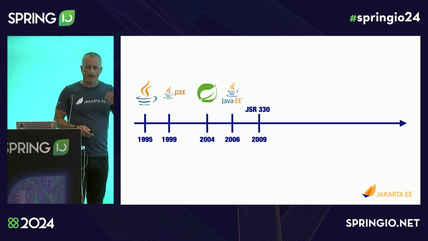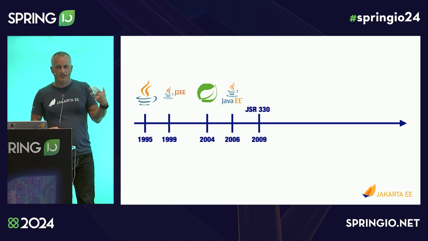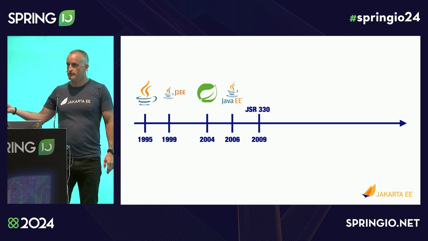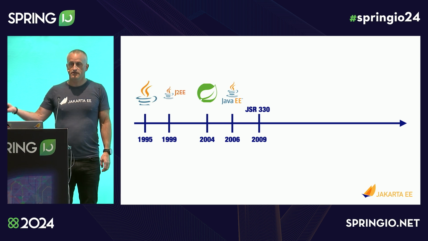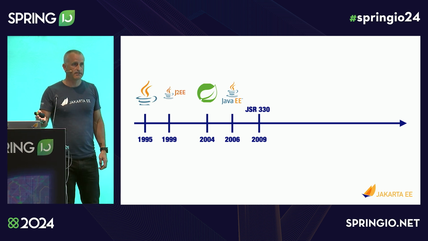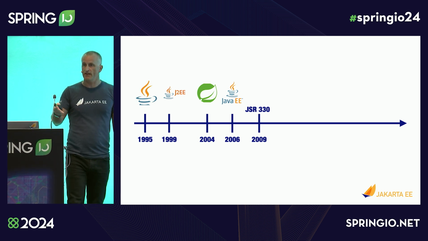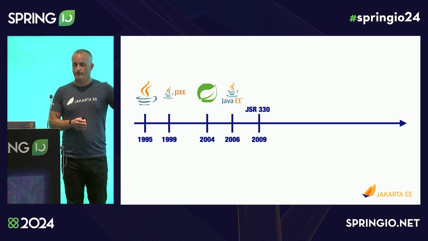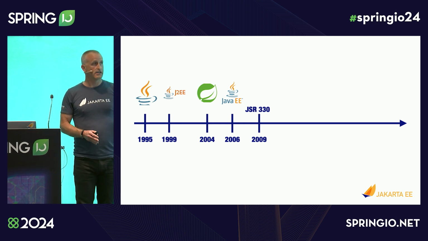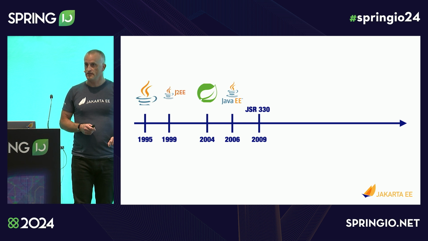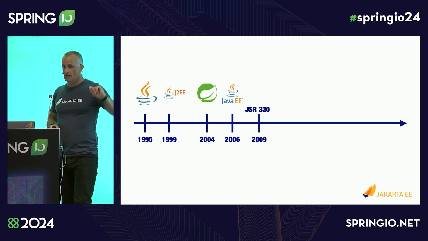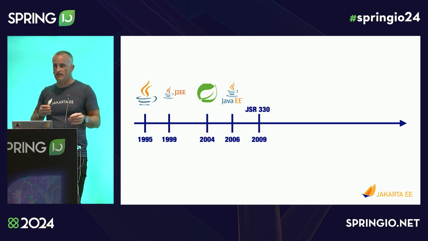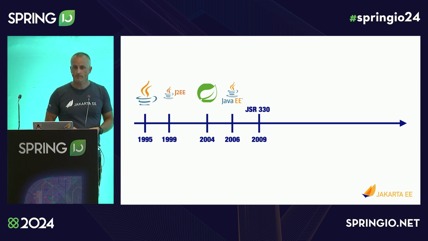But in between there, JSR 330 came around. Anybody know about 330? Yes. That's @Inject in Java, and that was Rod Johnson and Bob Lee that did that. It's the fastest JSR ever to go through the JCP, six months from start to finish, and that was because they wanted @Autowired in Spring. So that is what makes injection with @Inject and @Autowired work together.